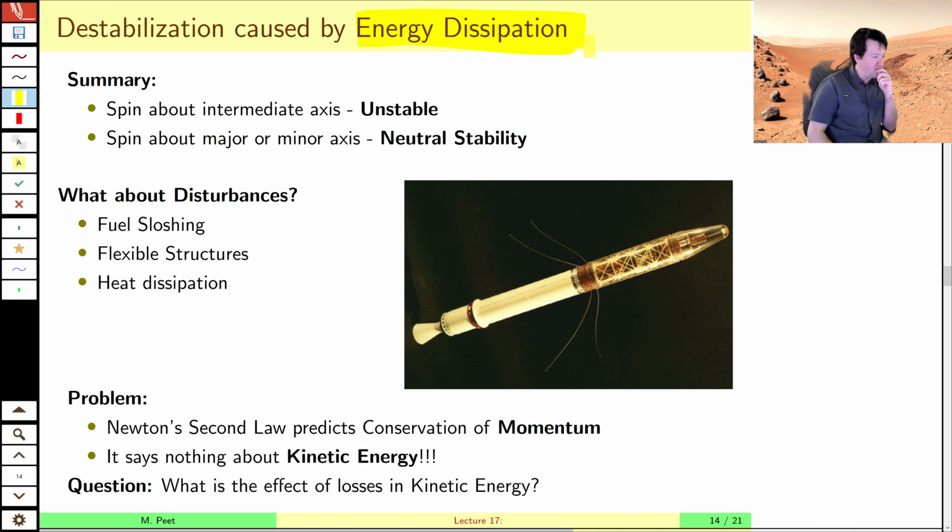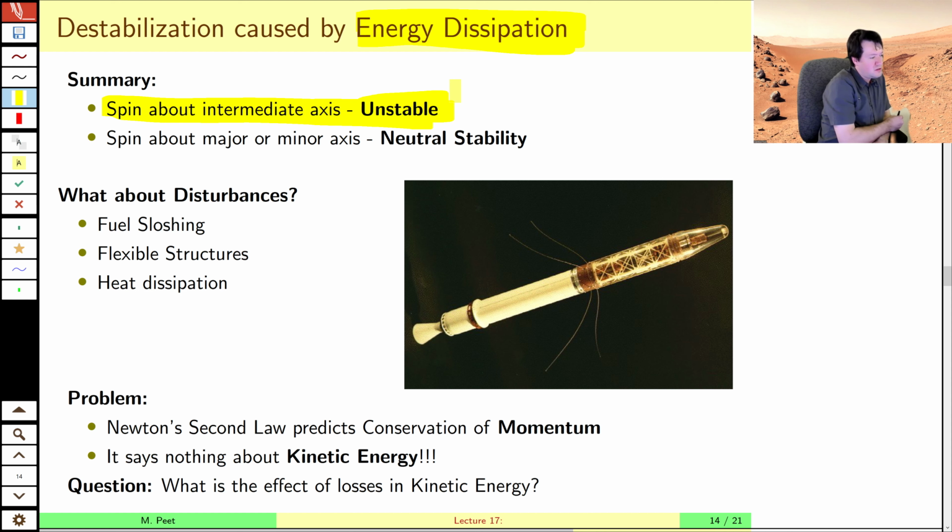So what we learned in the first half of this lecture is that spin about the intermediate axis is inherently unstable. That's always the case, and it will continue to be for this lecture. But we did conclude that spin about the major axis or the minor axis are both neutrally stable, so stable. Right?